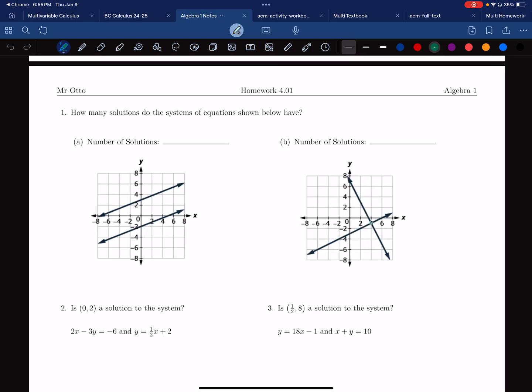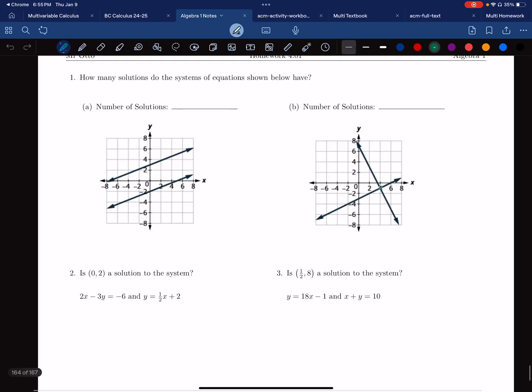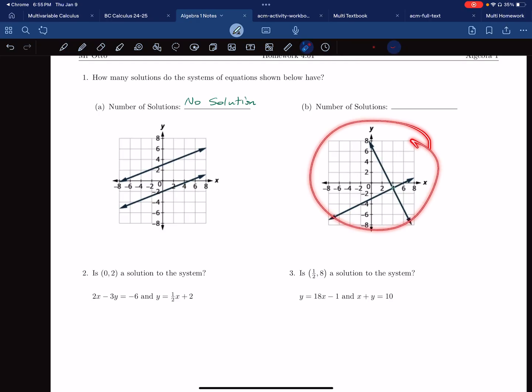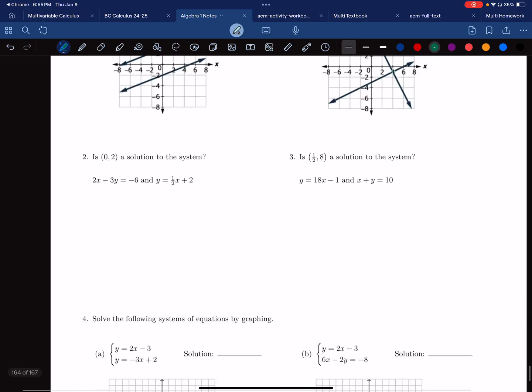The number of solutions on 1A, what we're looking at is, how many times do they intersect? Obviously these two lines are parallel, so there will be no solution. On this graph here, they intersect. So there's going to be one solution. That's all you have to do for that one.